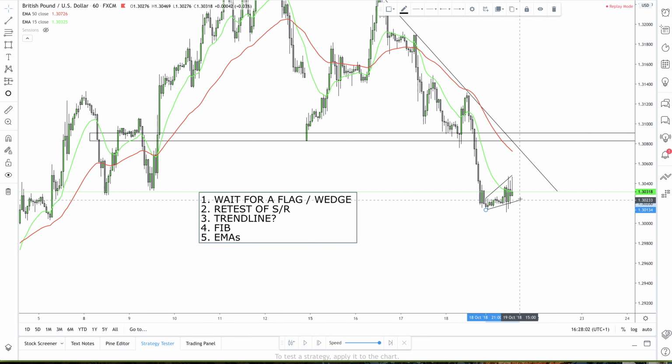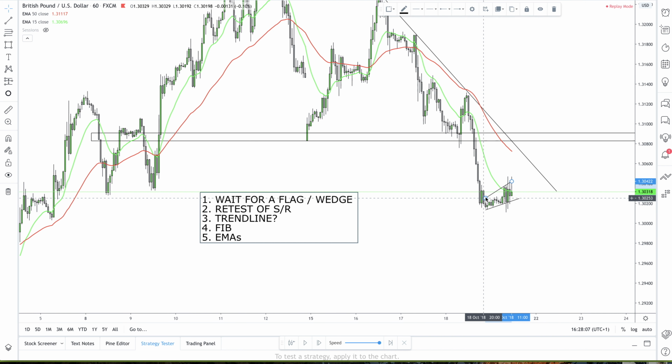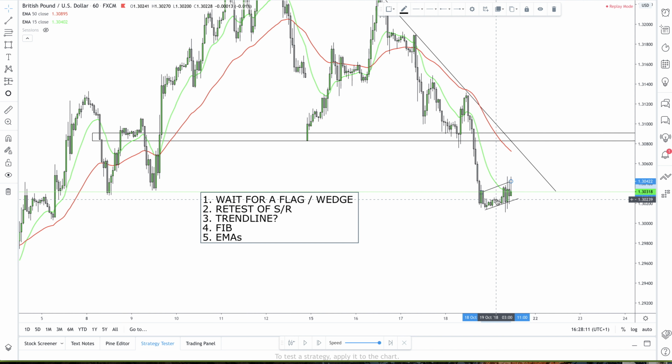It's not great by any means. You could draw it more like this. You could bring it in a bit and say, okay, it's a bit more of a flag, something a bit like that. It's neither here nor there, okay? There is some sort of structure brewing up, right? We've got these nice wicks. We've got these tweezer tops. Perfect, okay. Have we got a retest of support and resistance? No. Has it retested the trend line? No. What fib is it? Great. We're looking for minimum 382.